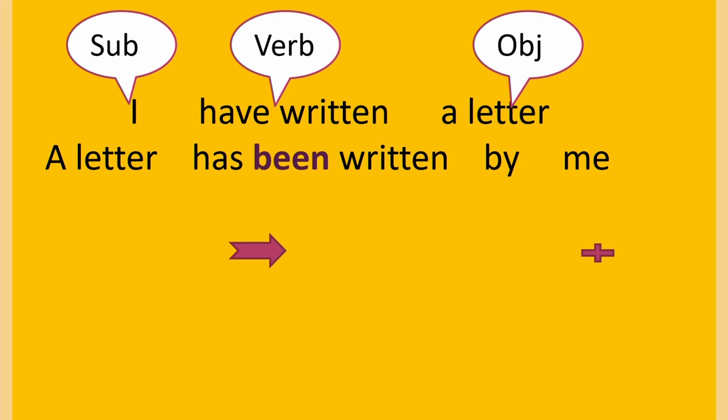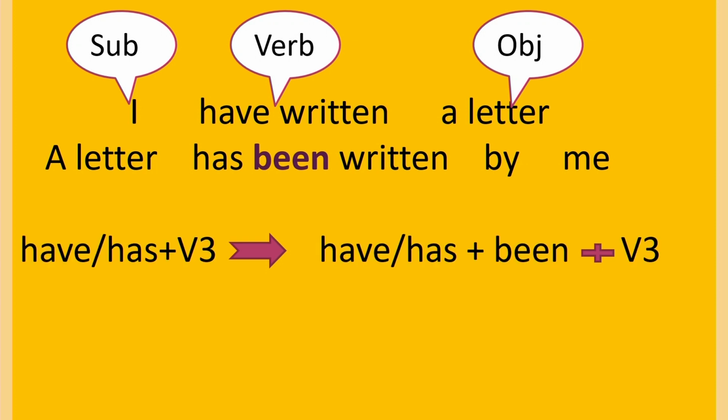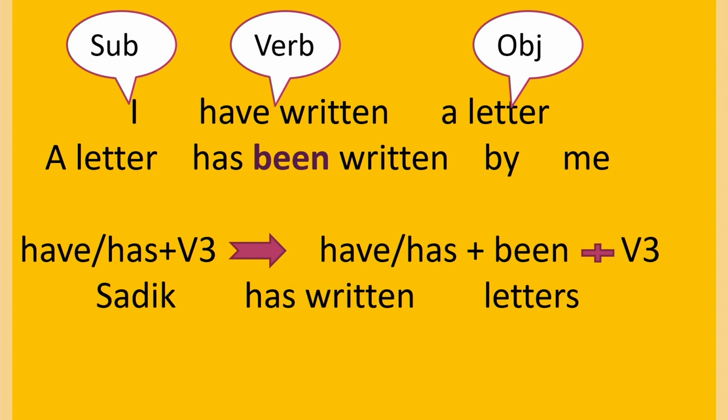A letter has been written by me. What should we remember here? If the active voice sentence has have or has plus verb 3 form, we should change. If it is a plural noun, use have. If it is a singular noun, use has plus been plus verb 3. Let us know the second example, you will get an idea.